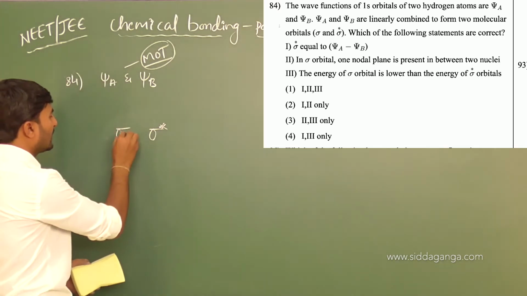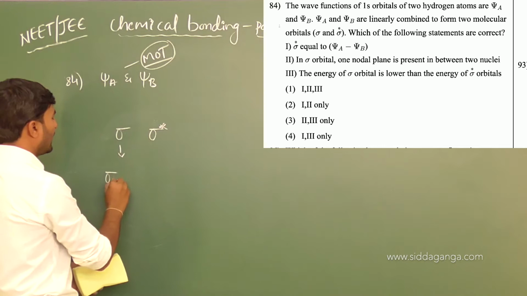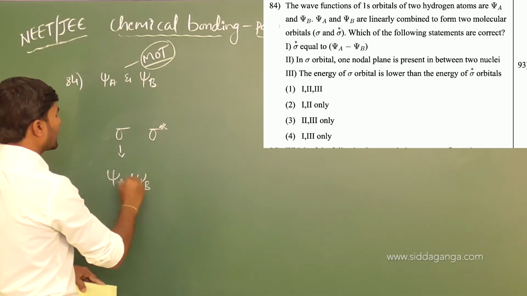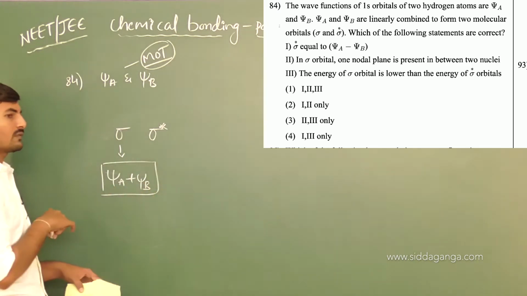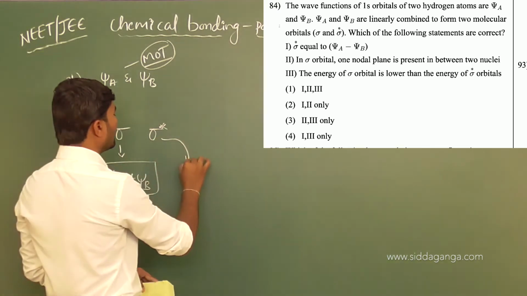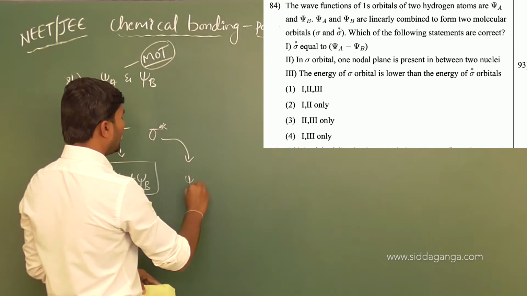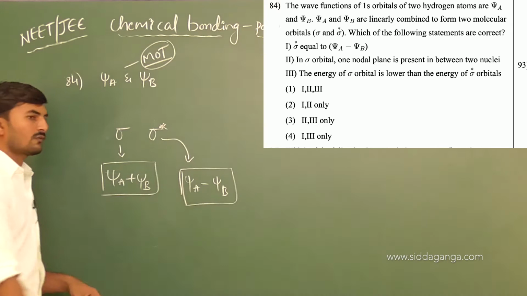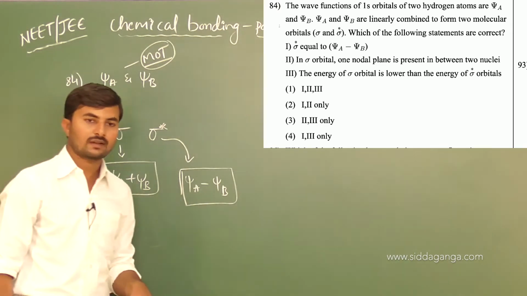Here we already know that sigma stands for psi A plus psi B. That means it represents the constructive interference of two waves. Sigma star represents psi A minus psi B. That means it represents the destructive interference of two waves. That means option 1 is correct here.